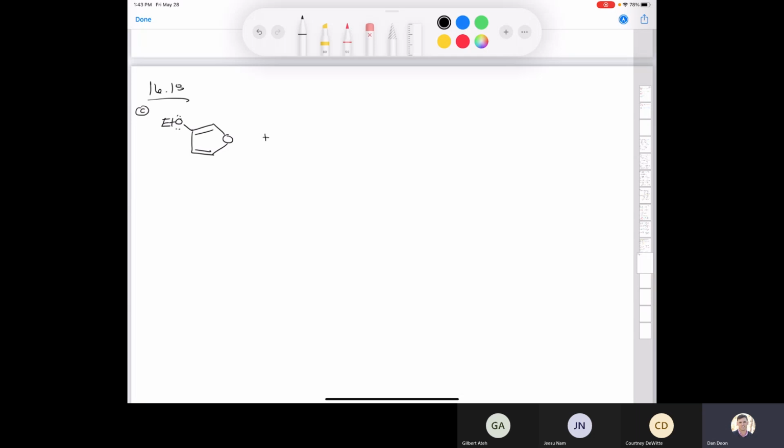So there's our diene. All right, and here's our dienophile. This time it's an alkyne and it's got an ester on it. So here we go. Let's start by drawing the curved arrows for the diene like this.